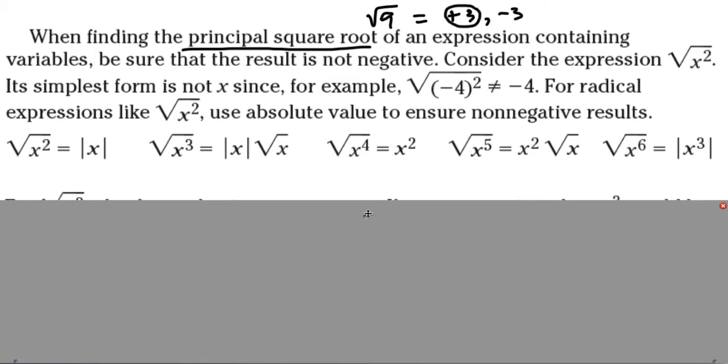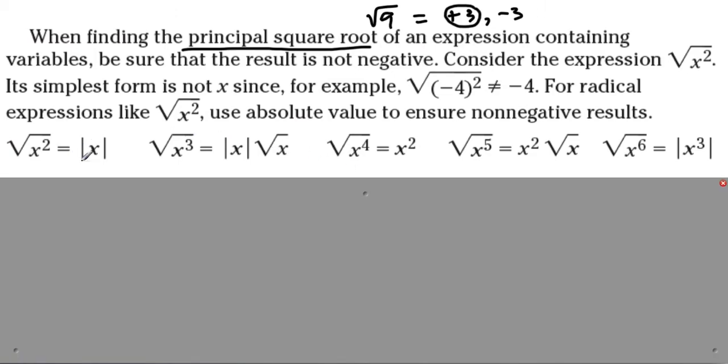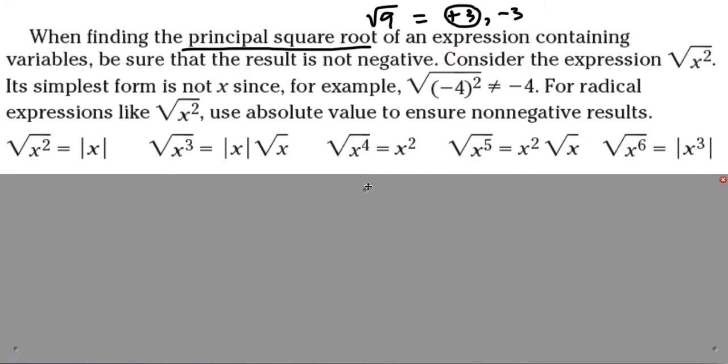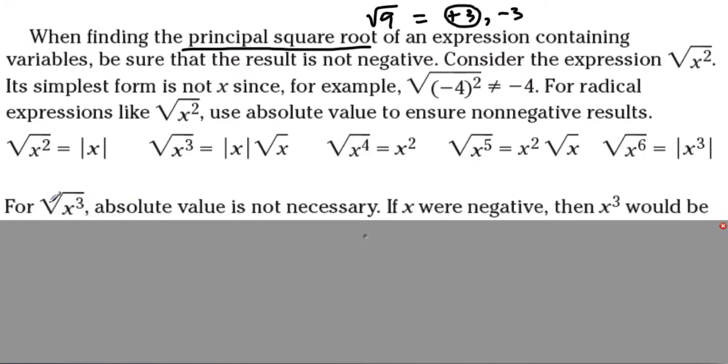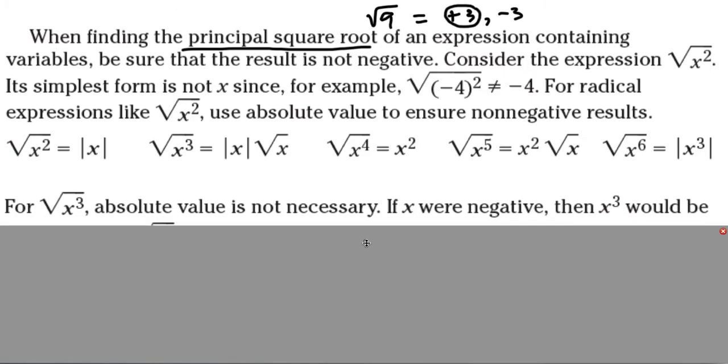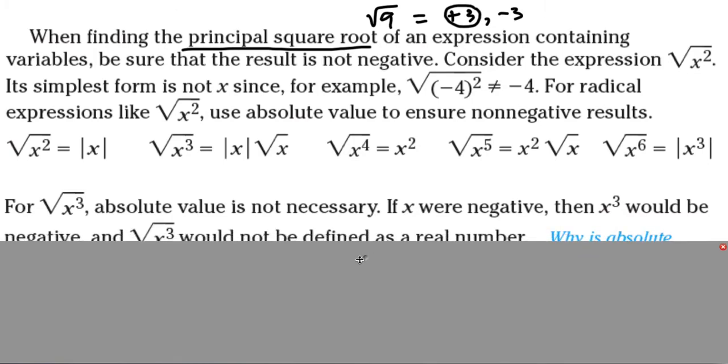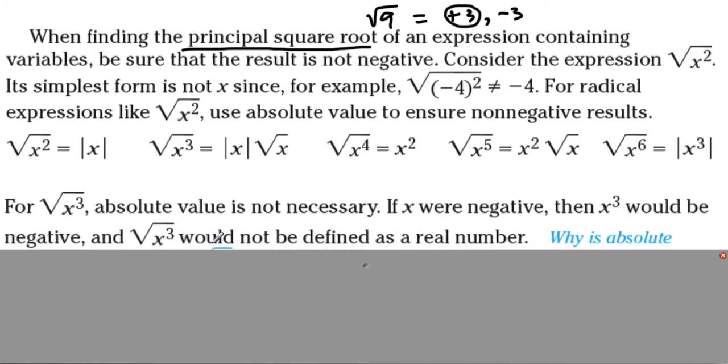So it's important to memorize these scenarios so that when we start simplifying radical expressions, you know what to do. Okay, so for one more, for radical x cubed, if x were negative, then x cubed would be negative, and it would not be defined as a real number. So remember, anything inside the radical sign that's negative is not considered to be a real number, and you'll learn later on they are called imaginary numbers.